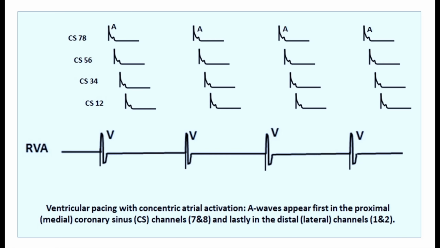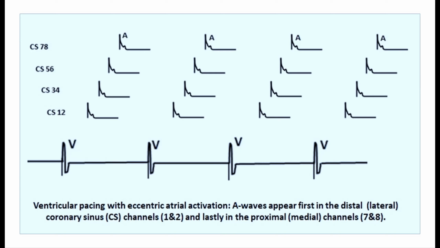Concentric VA conduction, concentric retrograde atrial activation, means that the central, medial, tissue is stimulated before the lateral. This is demonstrated in the coronary sinus CS channels. A waves appear in the proximal, medial, channels, 7 and 8 in this case, before distal, lateral, channels, 1 and 2.